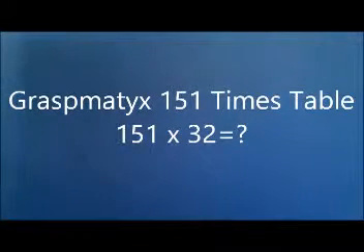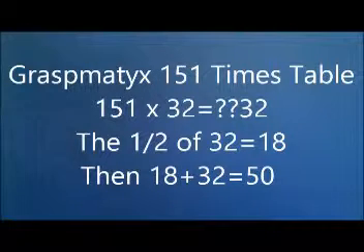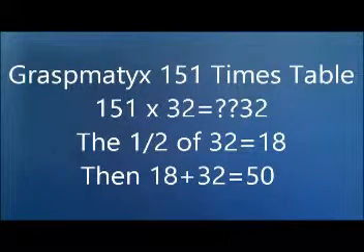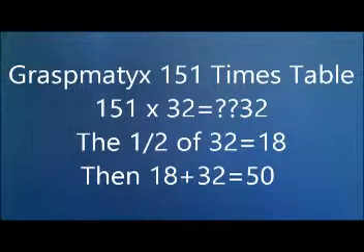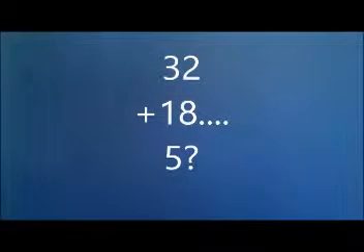151 times 32. 32 would be the ending numbers of the answer. We find a half of the 32, and that'll be 16. 16 plus 32 would give us how much? I learned to add, or I do teach to add, from the left going to the right. So 32 above, I put the 16 below. I say 3 plus 1 is 4. What's the next larger number to 4? It would be 5. I put a 5 down and I said 8 plus 2 is 10. The last number I said is 0. That's how I add in Graspmatyx.